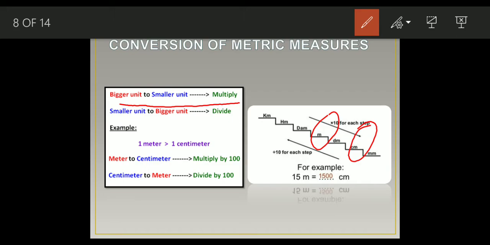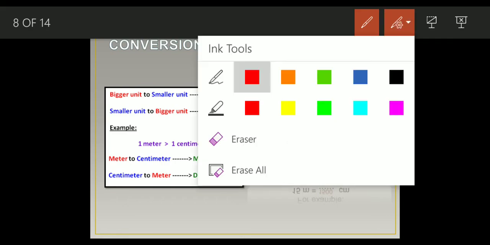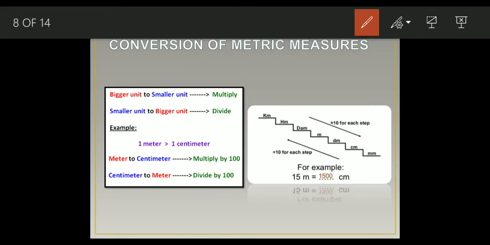After meter, how many places do you need to shift? From meter I have 1, then 2, right? I'll show it clearly. Here I have meter. Next I have decameter, the first place, and next I have centimeter in the second place. So which means I need to multiply 10 into 10. 10 into 10 is 100. So 15 into 100, what will I get? 1500 centimeter.